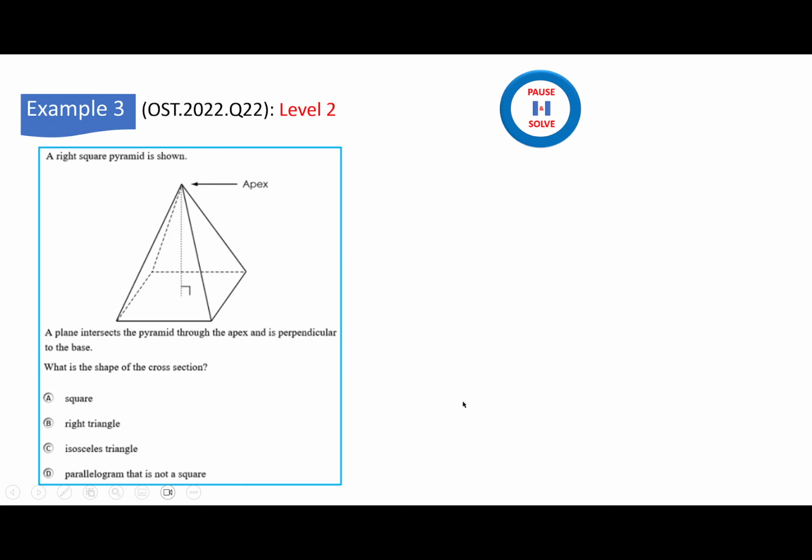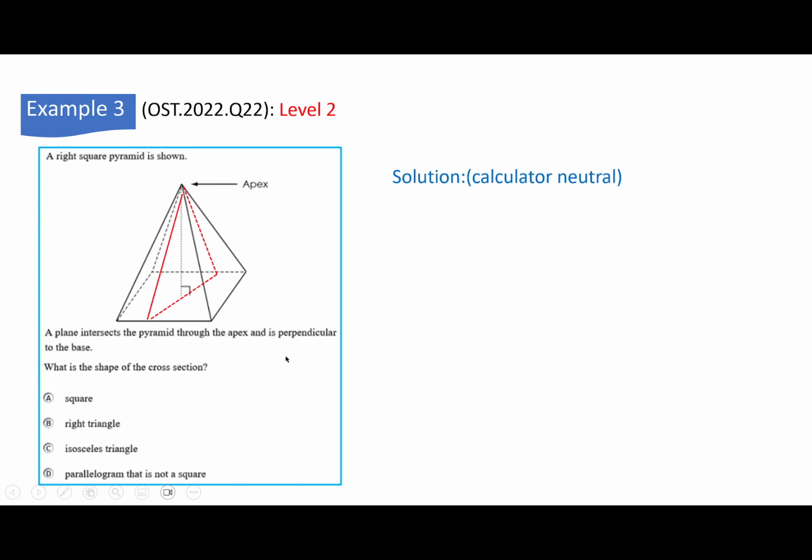Example 3. A right square pyramid is shown. Square pyramid. That means the bottom is a square. A plane intersects the pyramid through the apex and is perpendicular to the base. What is the shape of the cross section? Only one answer here. You're crossing it through the apex, and you will get an isosceles triangle. You will not get a right triangle for sure. You will not get a square. You will not get a parallelogram.